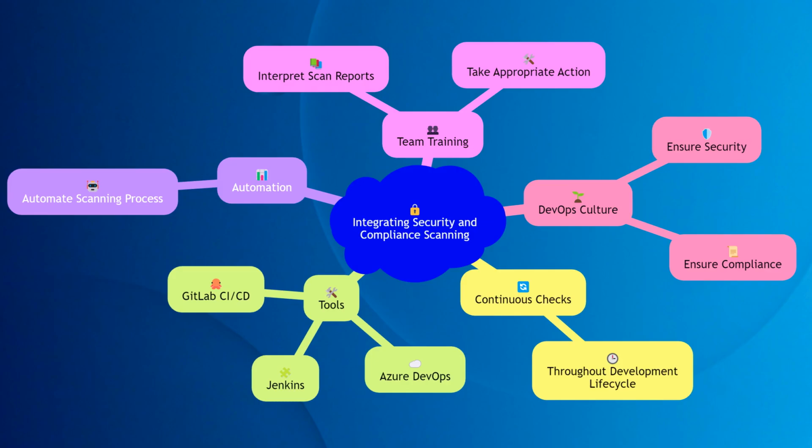Integrating security and compliance scanning into your DevOps pipeline ensures that these checks are performed continuously throughout the development lifecycle. Use tools like Jenkins, Azure DevOps, or GitLab CI/CD to automate the scanning process. Ensure that your development team is trained to interpret the scan reports and take appropriate action. By making security and compliance scanning a part of your DevOps culture, you can ensure that your software is secure and compliant from the ground up.